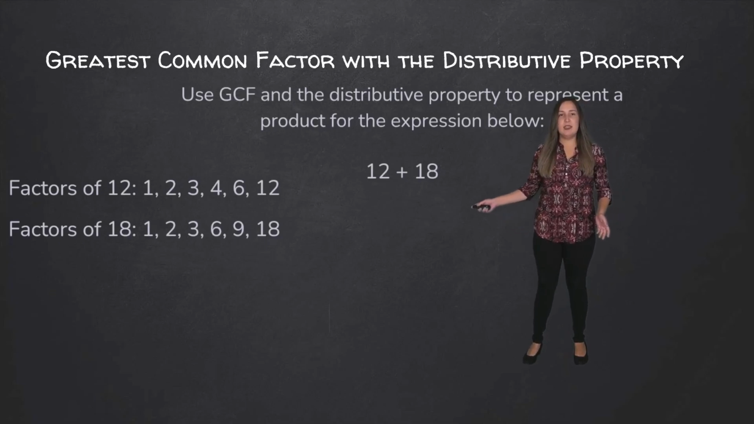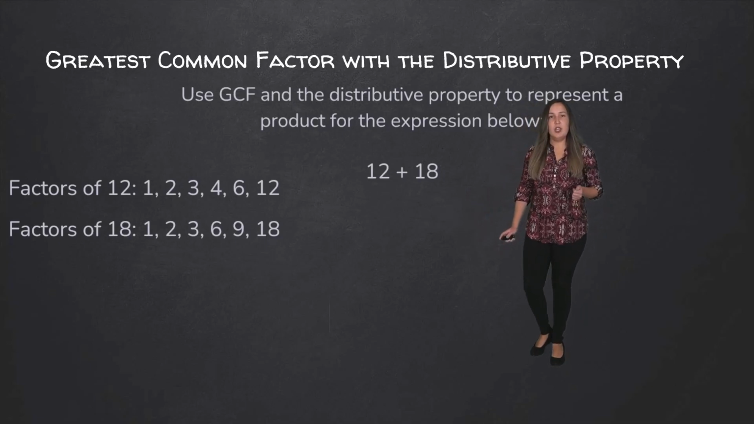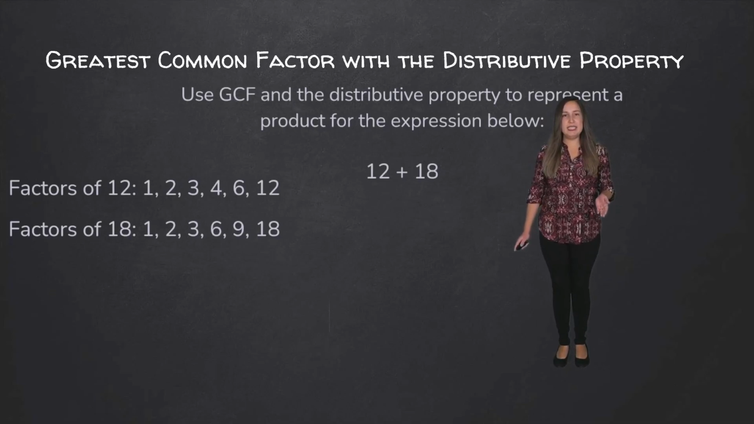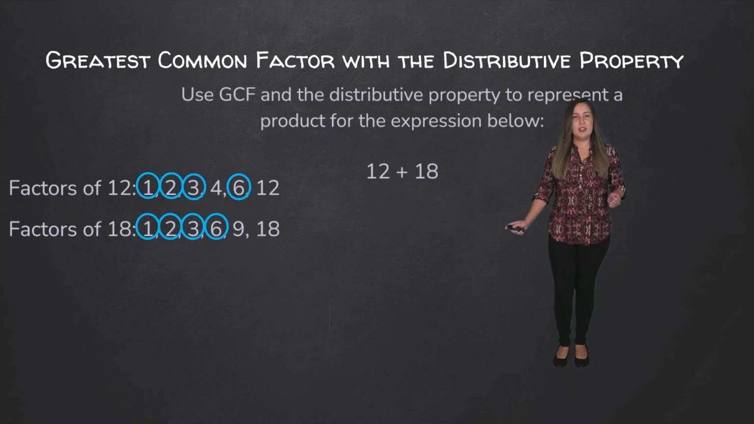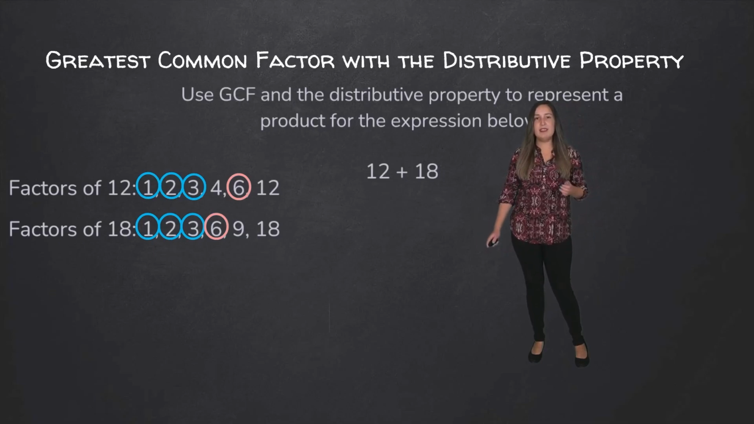Now that we've listed all the factors of 12 and 18, and they're in order from least to greatest, we're going to see what factors they have in common. So both 12 and 18 have a common factor of 1. They both have a common factor of 2. They both have a common factor of 3. And they both have a common factor of 6. And the greatest common factor here is 6 because it is the factor they have in common that is the greatest.